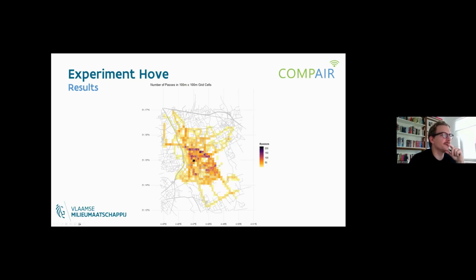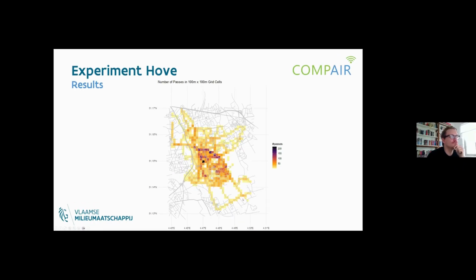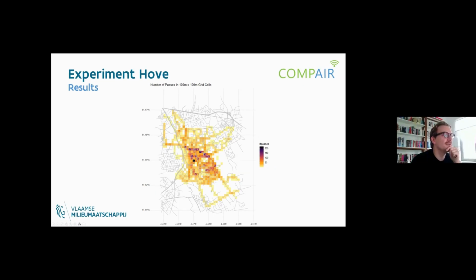I don't know if you can see my cursor, actually. Can you? Yes, it's small, but we can see it. Okay, good. So in this central area here were the most passes, obviously. So that's places that got the most traffic, and then the outskirts of the town, there were quite a bit fewer passes. You could see people maybe doing one-off trajectories or just a couple passes.